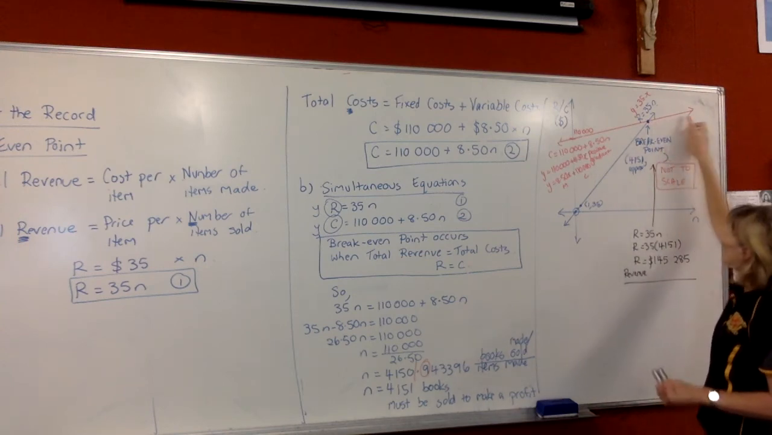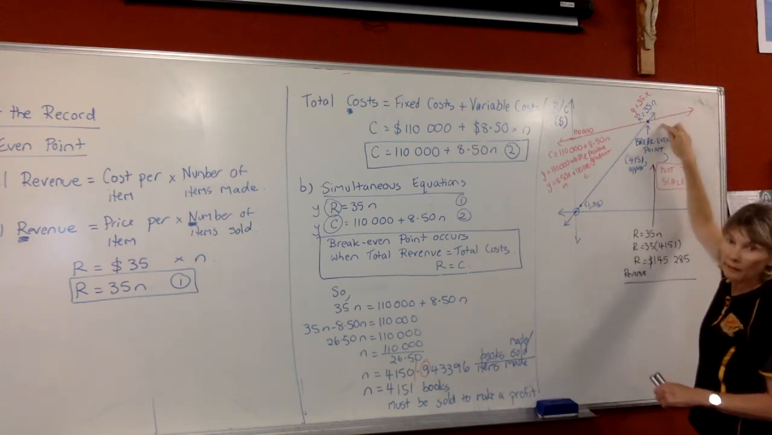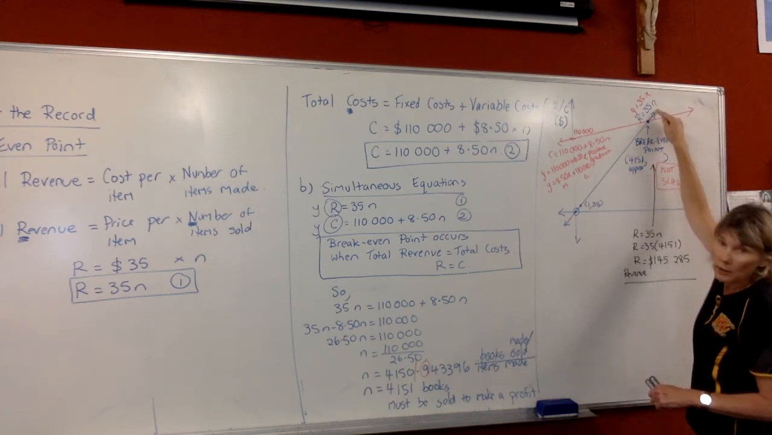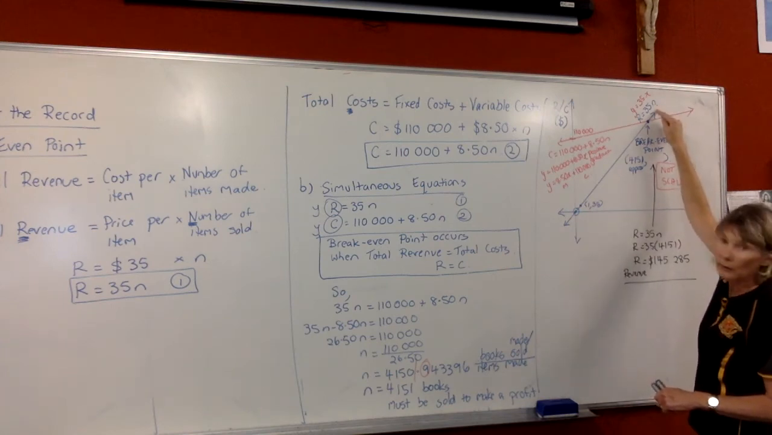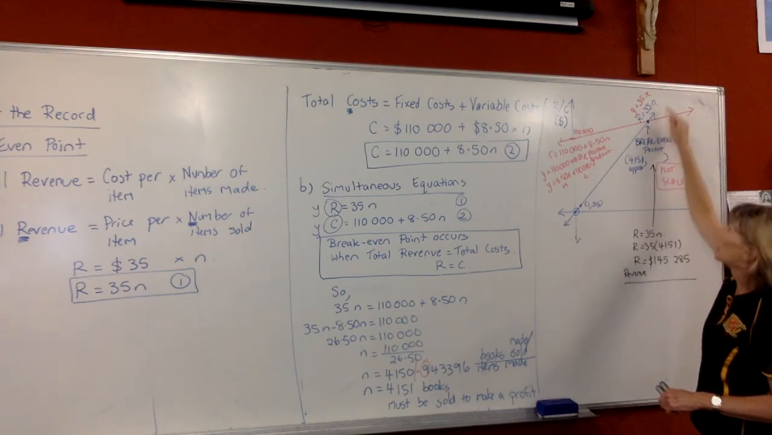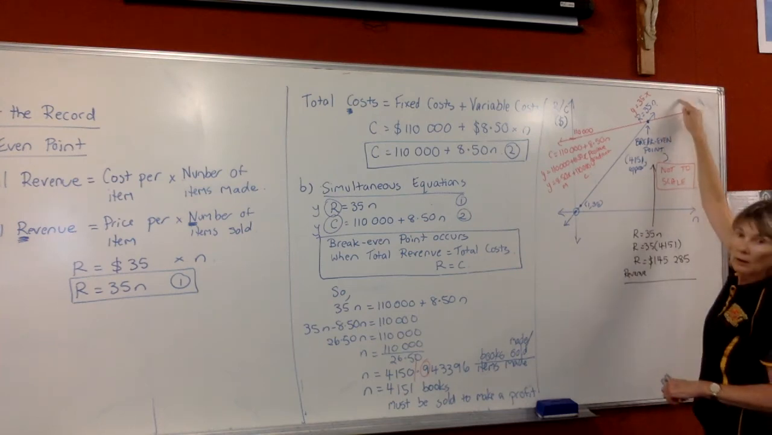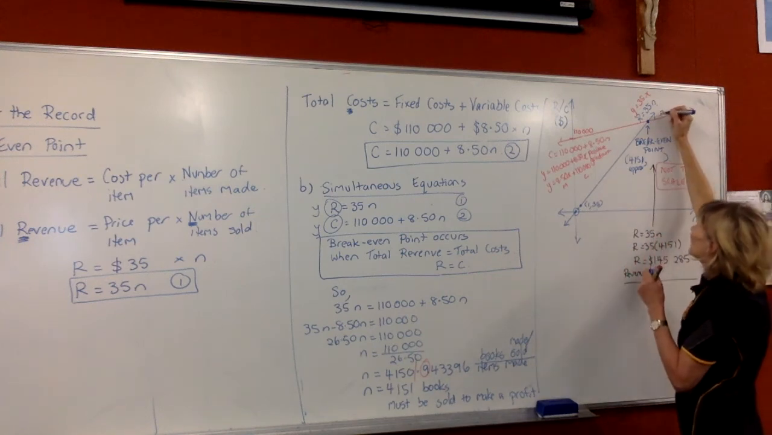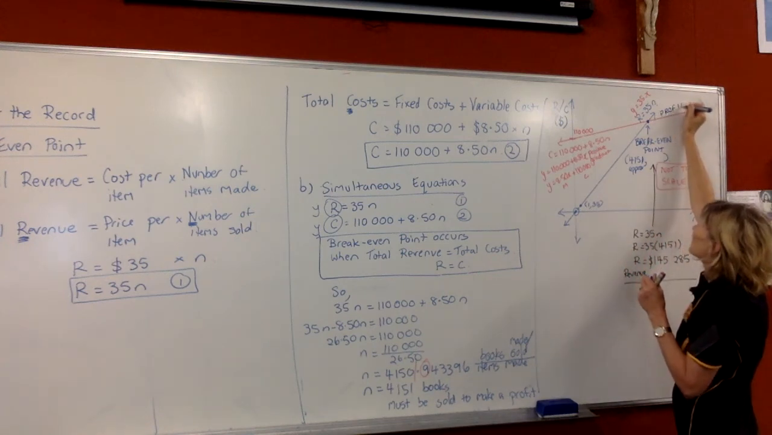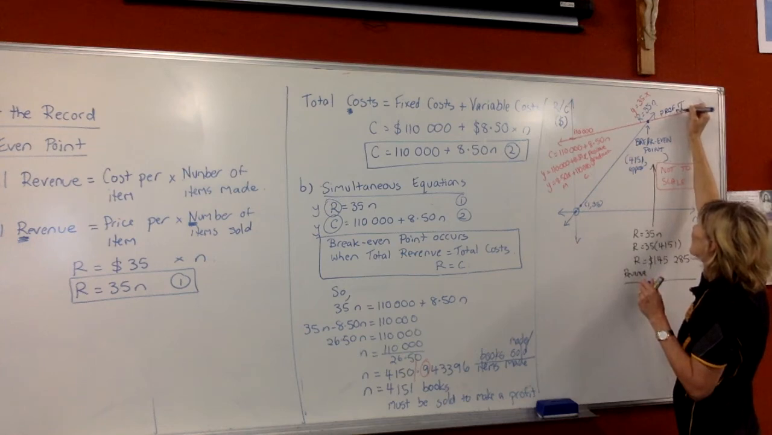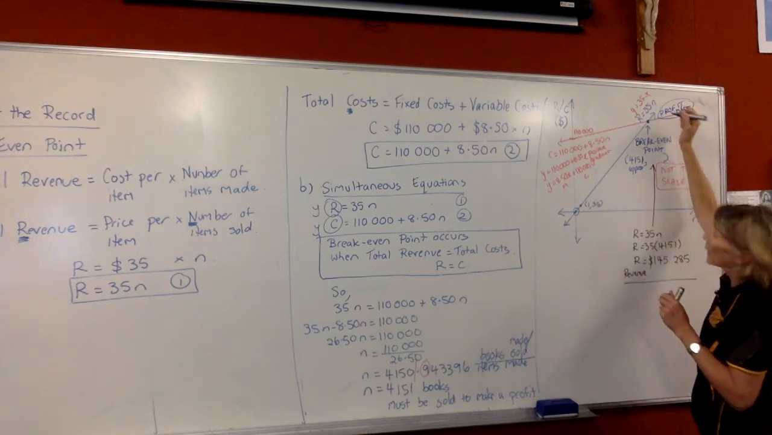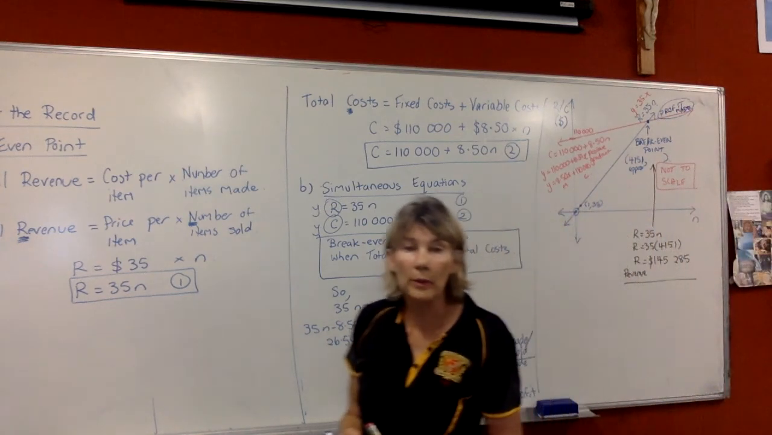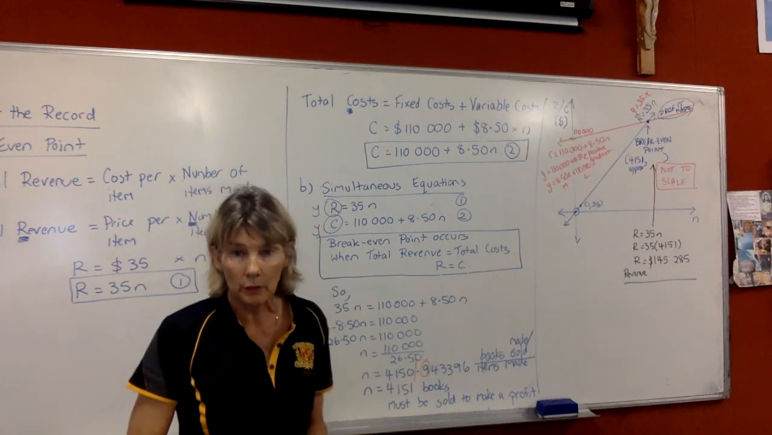Then, as you go past that, the blue line is above the red line. So the blue line is the revenue line. So now your revenue is bigger than your costs. It's higher than your costs. That means you'll be making a profit. So this is the only section up here where you start to make a profit. Only when the revenue graph is higher than the cost graph.